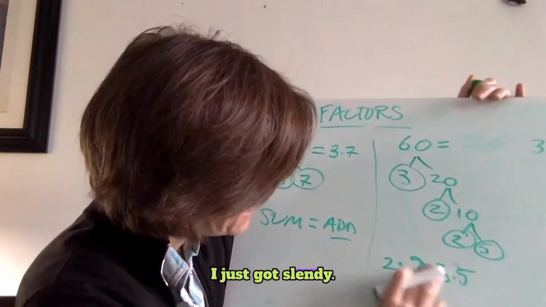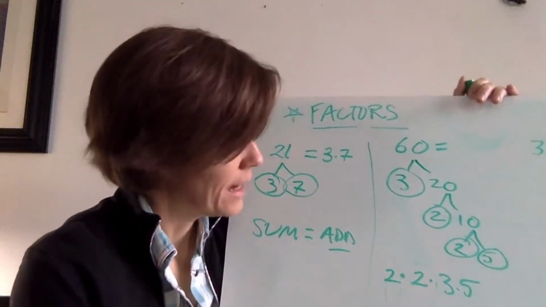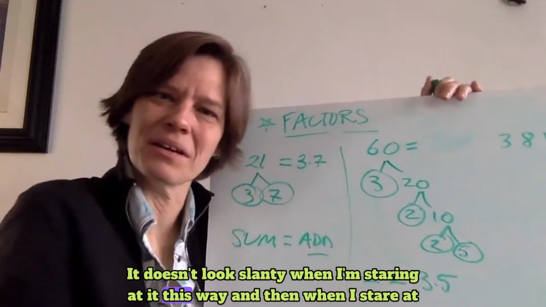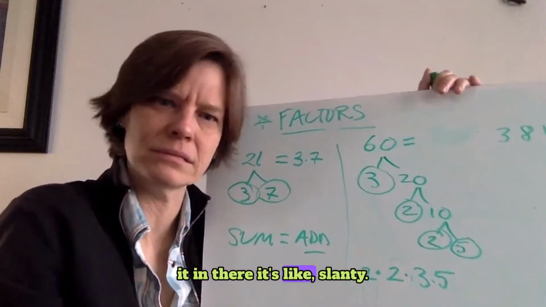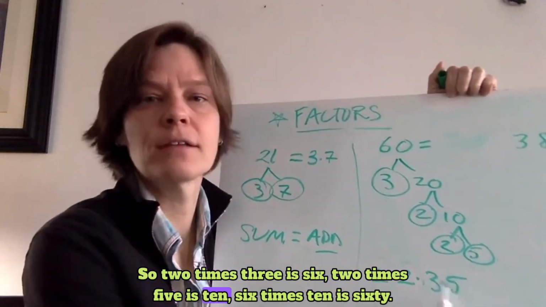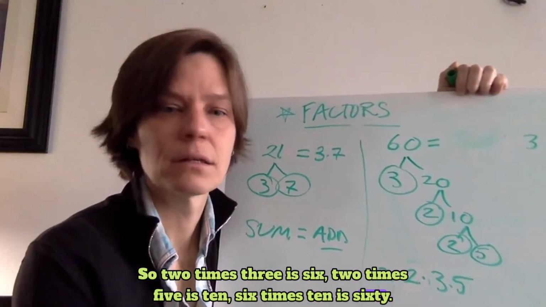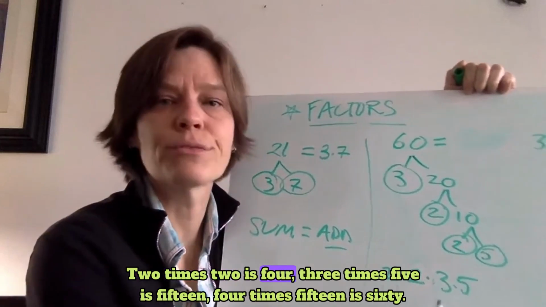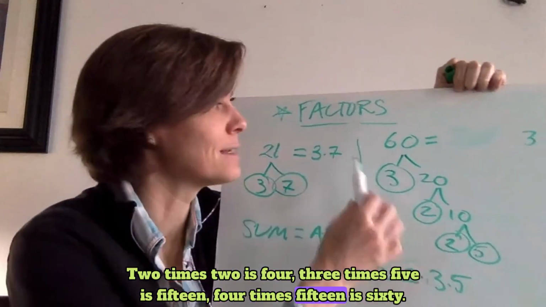Gosh, that's slanty. It doesn't look slanty when I'm staring at it this way, and then when I stare at it in there, it's slanty. So 2 times 3 is 6. 2 times 5 is 10. 6 times 10 is 60. 2 times 2 is 4. 3 times 5 is 15. 4 times 15 is 60.